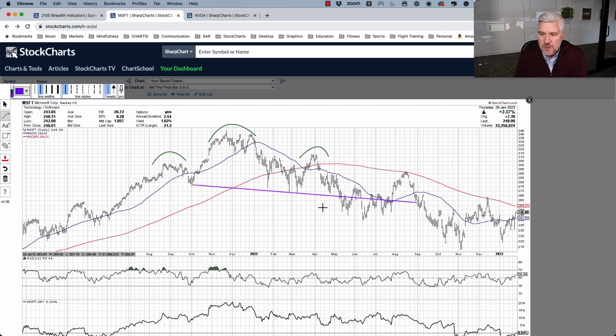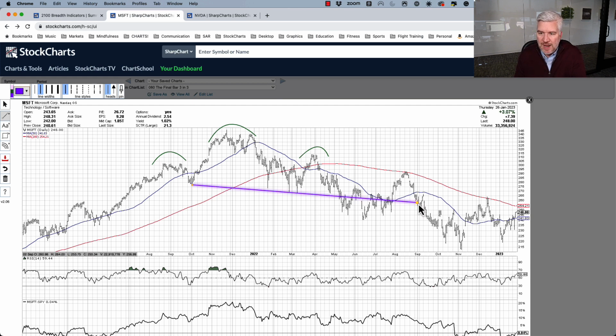Now what happens is when you connect those lows, you have a level of support. When you break down through that level of support, that tells you that the pattern you want to measure is now confirmed. It's a head and shoulders top, and you're technically most likely going to continue lower.